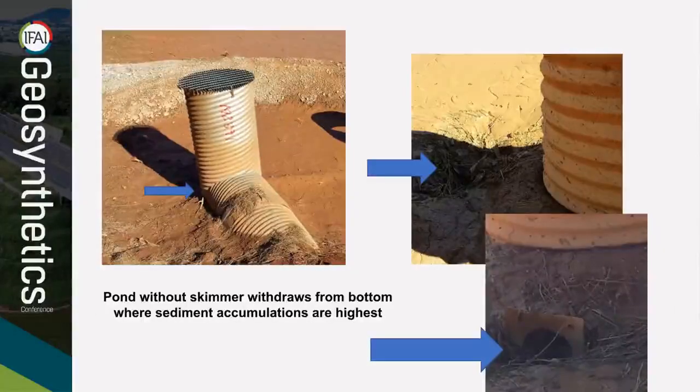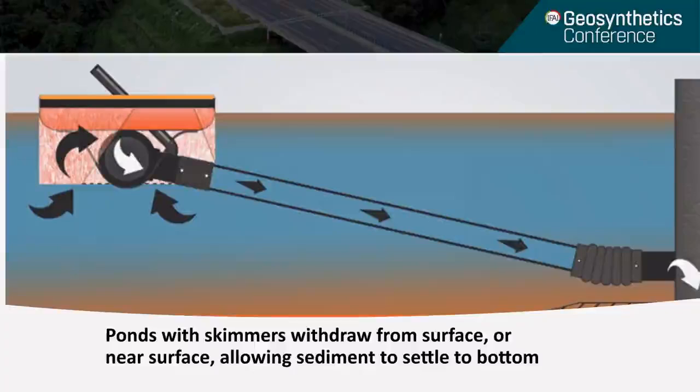Ponds without a skimmer typically withdraw from the bottom where sediment accumulations are the highest. As you can see from these photos, a typical perforated riser has an outlet orifice at the very bottom of the riser and obviously takes in a lot of mud as it discharges stormwater. Ponds with skimmers withdraw from the surface or near the surface, allowing sediment to settle to the bottom and releasing the cleaner water from higher in the water column.